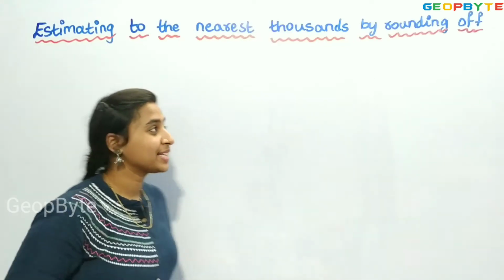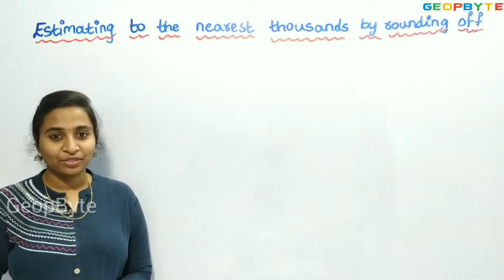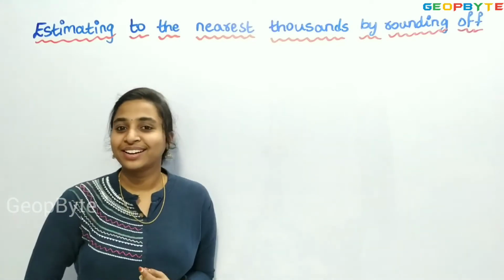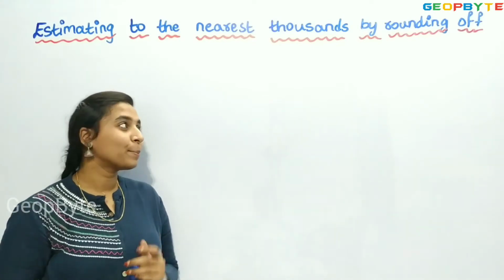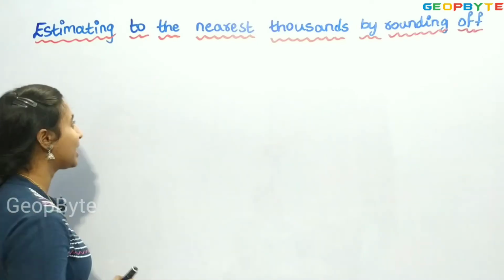Now, let us see estimating to the nearest thousands by rounding off. Till now we have seen estimating to the nearest tens and hundreds by rounding off. Now let us see for thousands. Let us take an example.